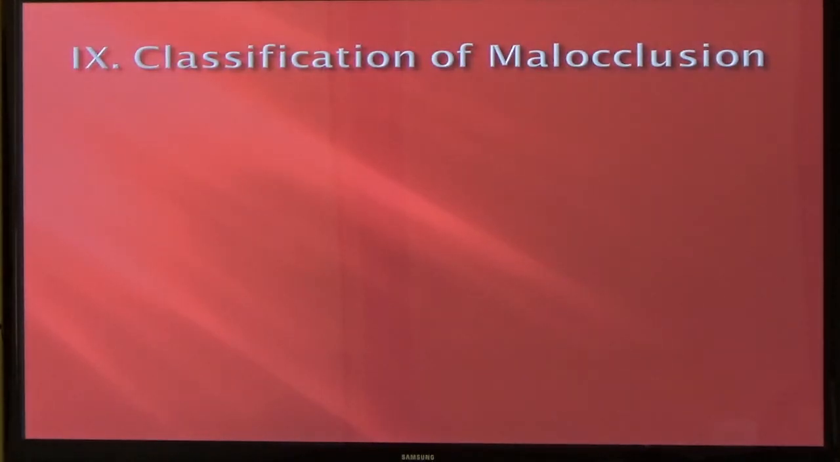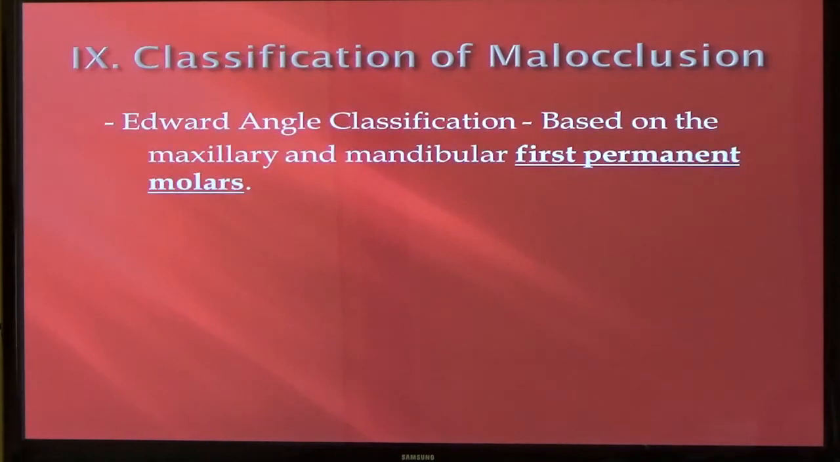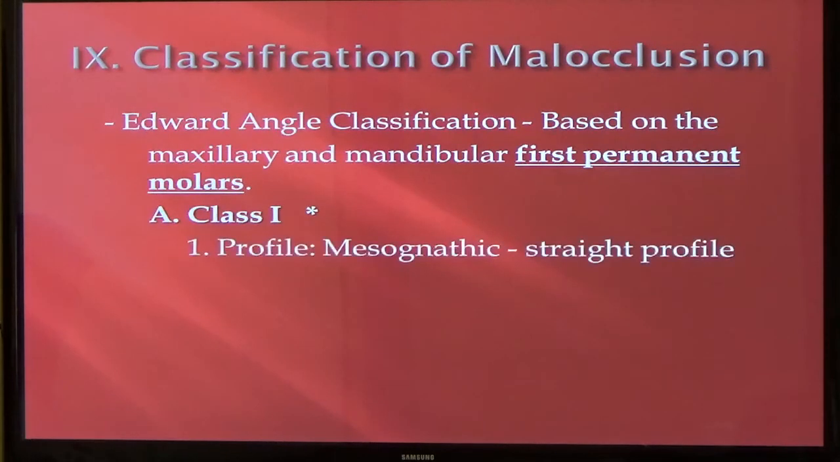Okay, classifications. This gets a little bit confusing, but this is on the test. This is how we classify the bites, the bad bites or good bites, based on the maxillary and mandibular first permanent molar. So class 1. Profile, remember that. Mesognathic is your straight profile. I'm not class 1, I've got kind of a curved profile.